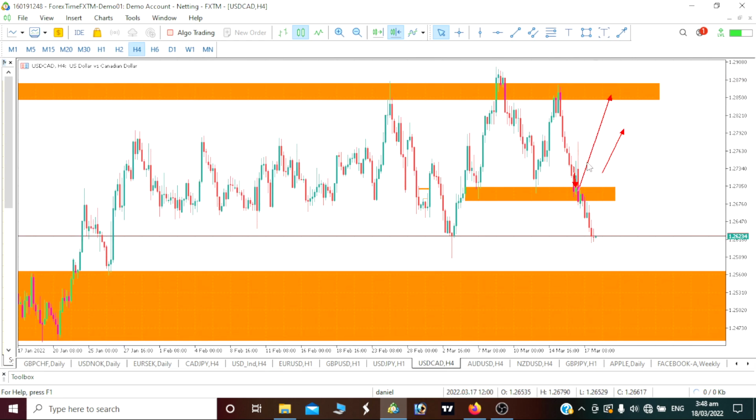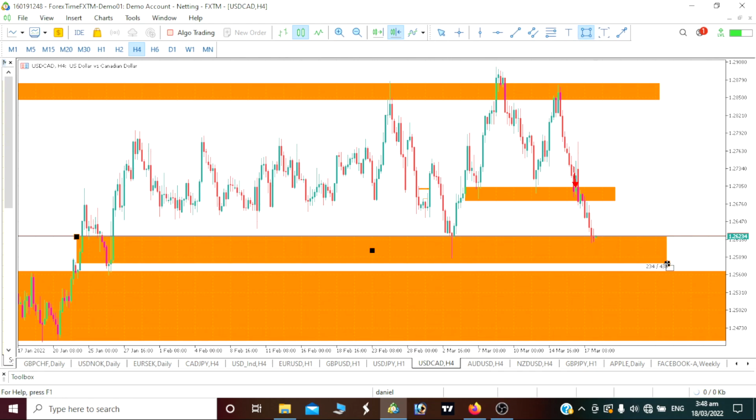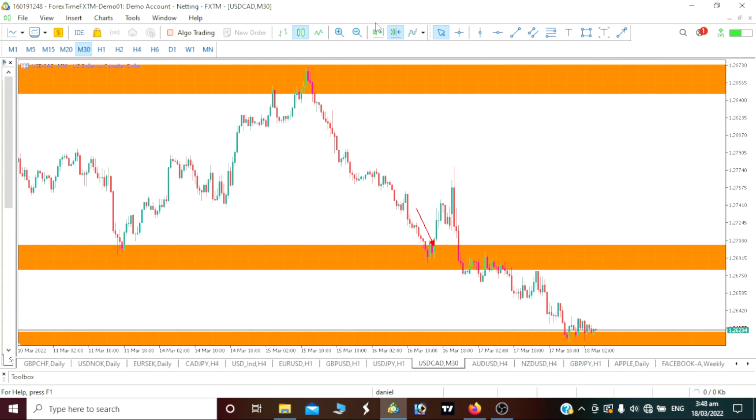On our USD CAD, as you can see, our price is still bearish, so we should be seeing some push up, by the way. If you look at this area here, you see our price has reacted, so we should be seeing some bullish move. Before we take that bullish move, we should see on our 30 minutes time frame that our price is actually breaking multiple structures up.